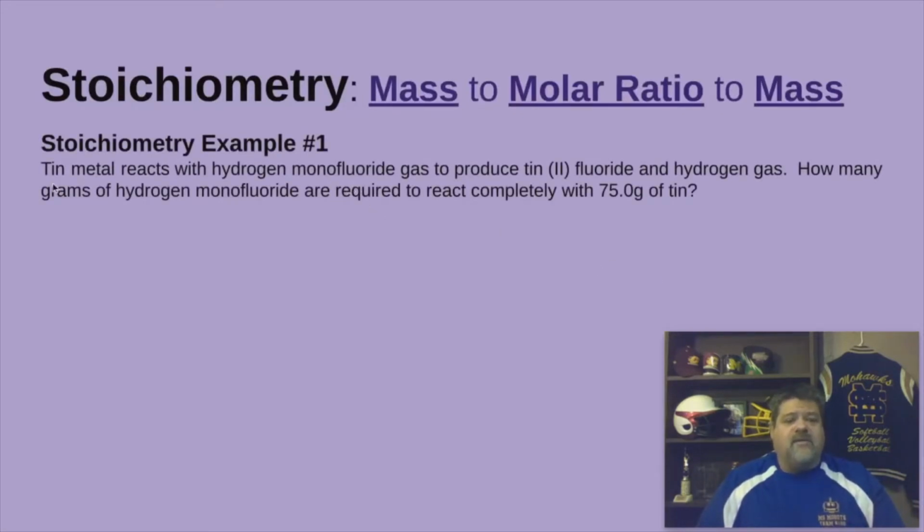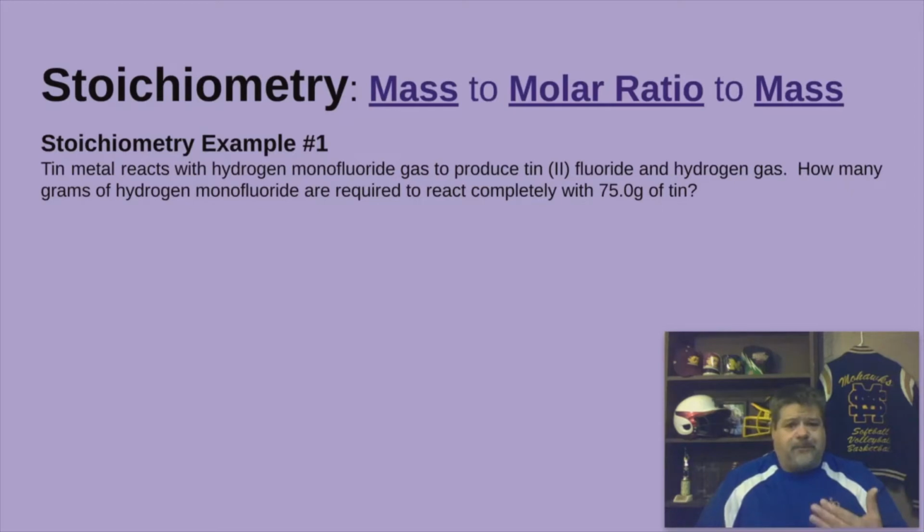So it reads, tin metal reacts with hydrogen monofluoride gas to produce tin 2 fluoride and hydrogen gas. And the second part of the question is, how many grams of hydrogen monofluoride are required to react completely with 75 grams of tin? Now that's the question that we really have to answer.